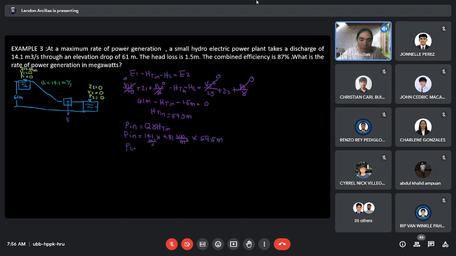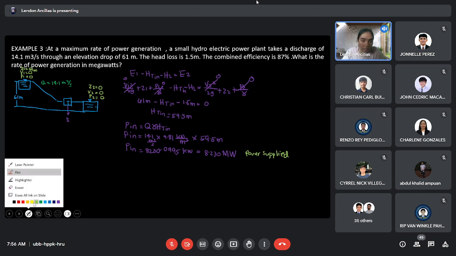So the power supplied by the hydroelectric power is 8,230.00995 kilowatts, or since it asks for megawatts, 8.230 megawatts. So again, P in is the power supplied. But what it is looking for is the power generated. What is the power generated? That is the power out.